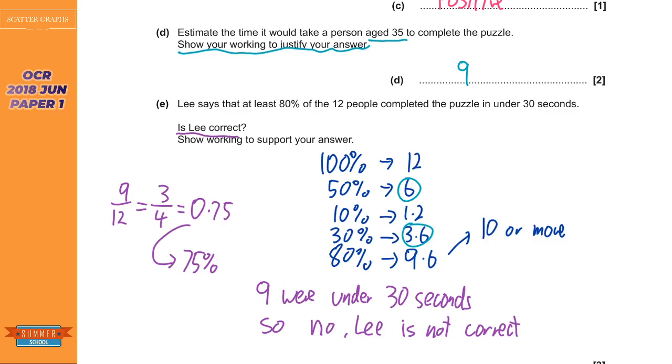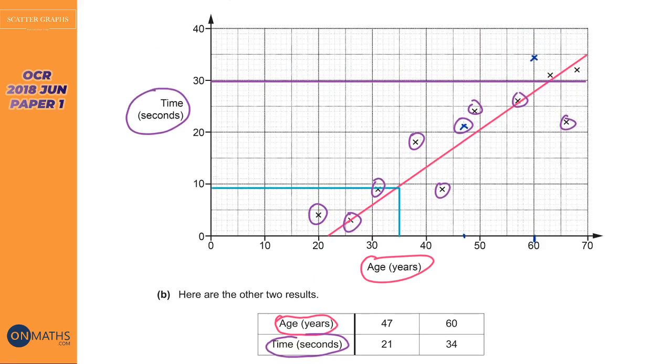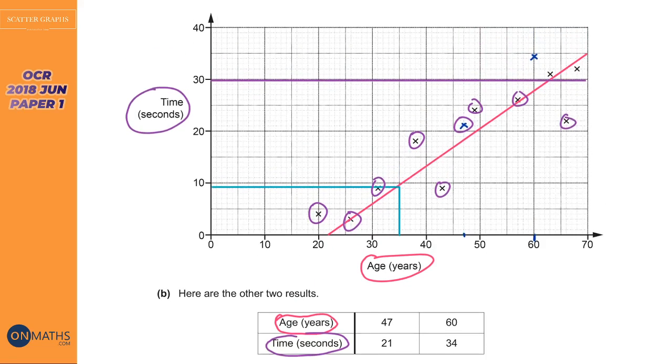There's loads of different ways we could have done this question, but the important thing is to realise that no, and that 9 there is very, very important that we've written that down. And some students don't realise that each of those crosses are a person, right? And so that's the important thing to take from that.